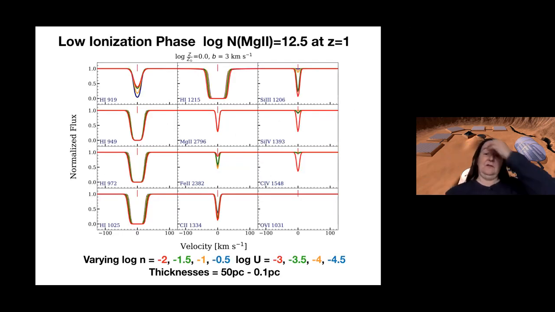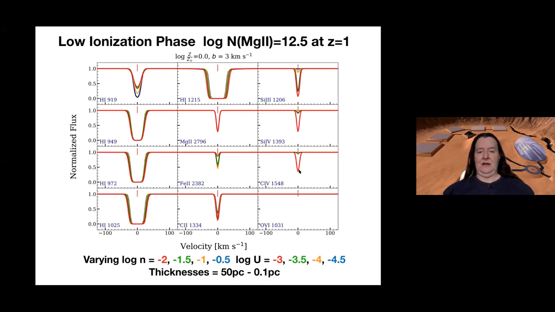Okay, this is the first series of models that I wanted to show, and these are just idealized simulations. In this case, I am showing a specific absorption cloud with a column density of 12.5 in magnesium-2. You see that there. The b parameter of the magnesium-2 is 3 kilometers per second. And I'm showing what happens to the other profiles for clouds of different densities listed here, from low to high density, which corresponds to high to low ionization parameter.